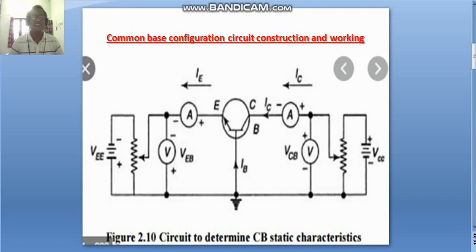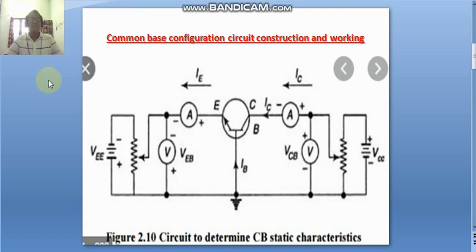So these are the fundamentals, but in this video we are explaining the construction and working of common base as well as common emitter with static characteristics of a transistor. But what are the static characteristics? That is nothing but the voltage and current in the input as well as output, known as the static characteristics of a given configuration of the transistor.